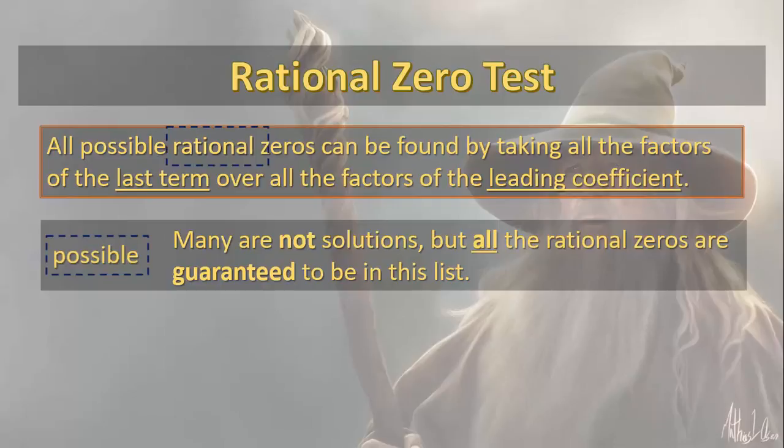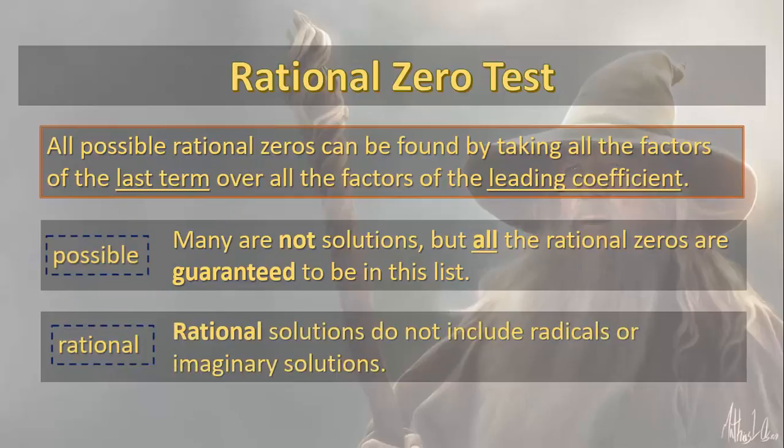And let's talk about the term rational. You guys should already know what that means. Rational solutions do not include radicals or imaginary solutions. A rational term is any number that can be expressed as a fraction or a whole number. These are the numbers we're interested in, because if we're trying to find zeros, we'd like to find ones that actually cross the x-axis, not ones that are in the imaginary realm.